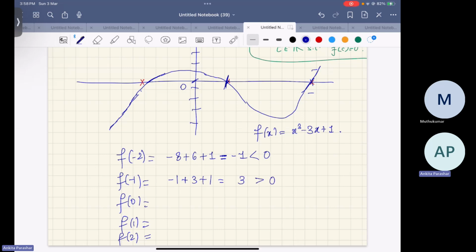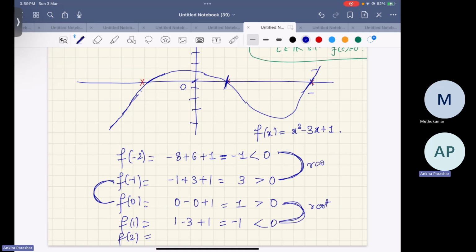Yes. So you got something, right? Now f of 0. That is also positive. That means there is no root between this and this, you can see that, right? 0 minus 0 plus 1, which is 1, which is again positive. So there is no sign change. What about f of 1? It is negative. Minus 3 plus 1 is minus 1, which is again negative. There is a root here.